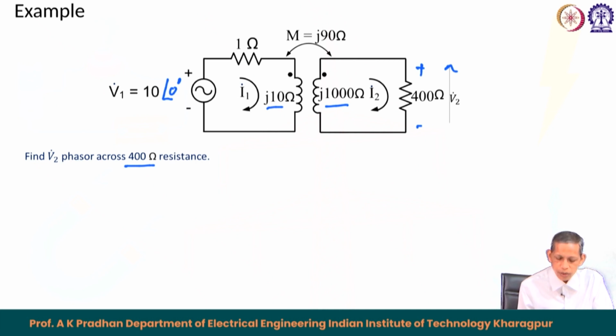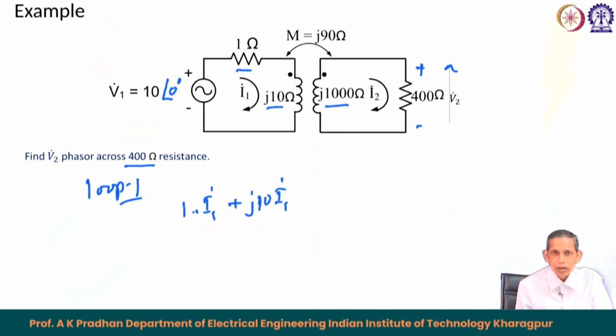As already mentioned, let us look at the first loop. For loop 1 we have two elements, the 1 ohm resistance and the inductor. So, we can write 1 into I1 plus the second element, the reactor, j10 into I1, but the second element is coupled. Now I1 is entering and I2 is leaving, so the mutual component is negative: minus j90 into I2, and that equals the source voltage, 10 with an angle of 0. So, that equals 10. This is loop 1.